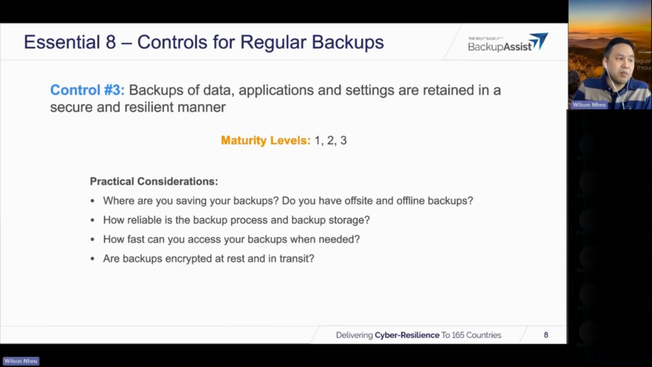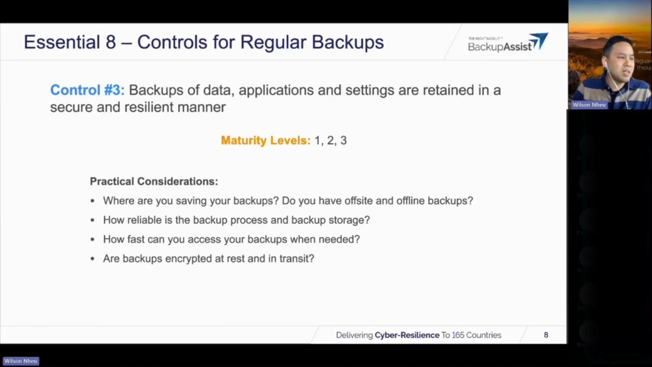You also want to consider how reliable the backup process is and the backup storage. So, for example, are you connecting to the internet in order to do the backup, and how reliable is that connection? Are you using a storage media that is known to fail quite a bit? If so, then how are you mitigating that? For example, it is known that with external hard drives, if you have 10 disks, there's a good chance that more than one will fail within a year.